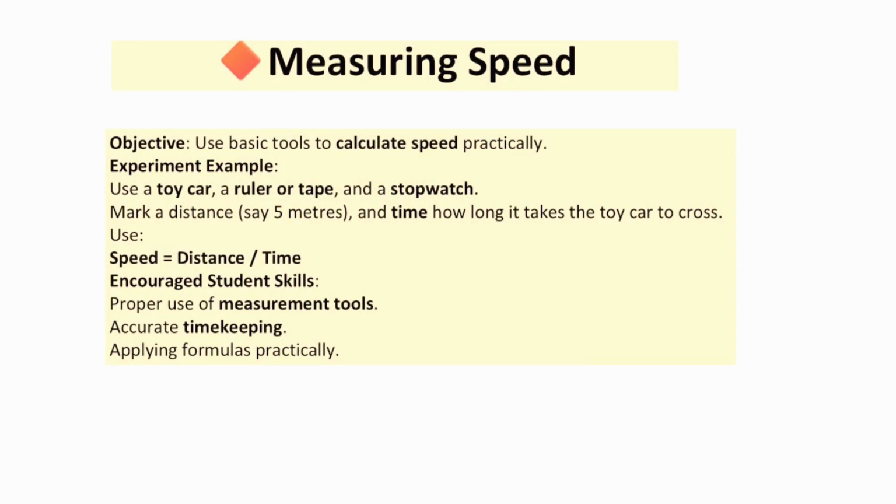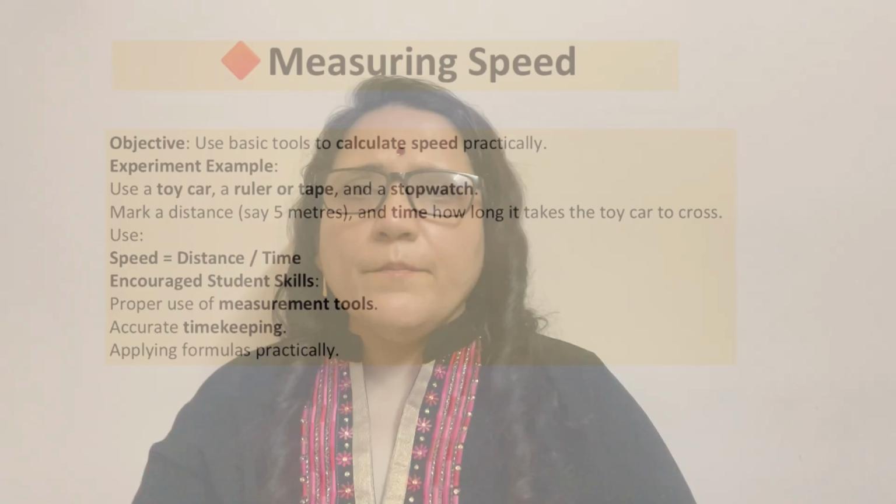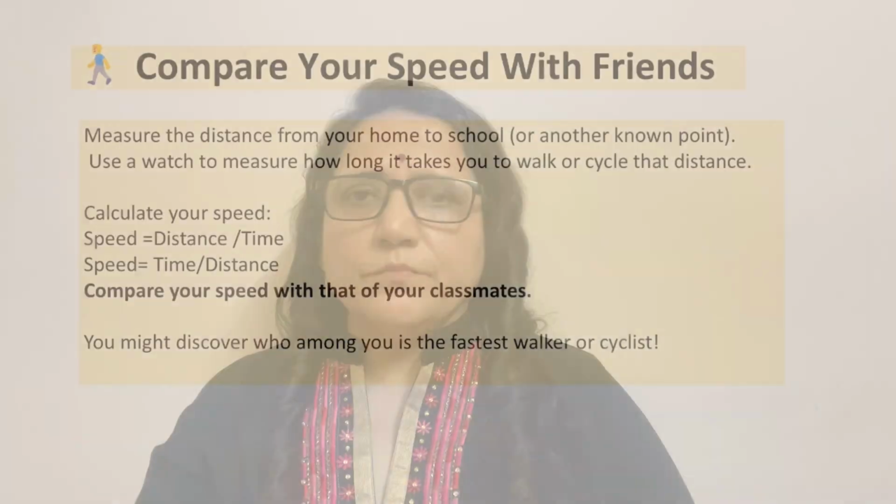Experiments. Try this at home. Use a toy car, a ruler and a stopwatch. Measure the time it takes to move 5 meters. Use the formula. Speed is equal to distance by time. Compare your speed with friends.